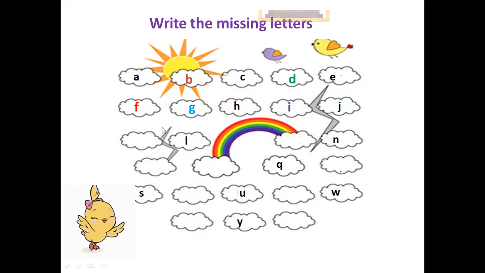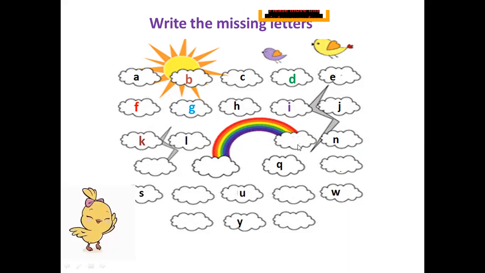Now after J, our next letter is again missing. What will come after J? Let's check it. It is K. It is the lowercase letter K. And after K, the next letter is L.